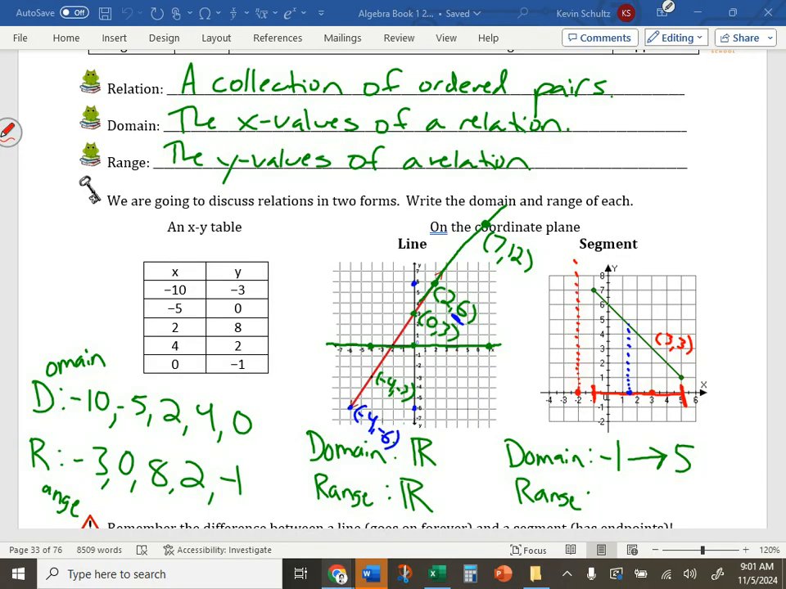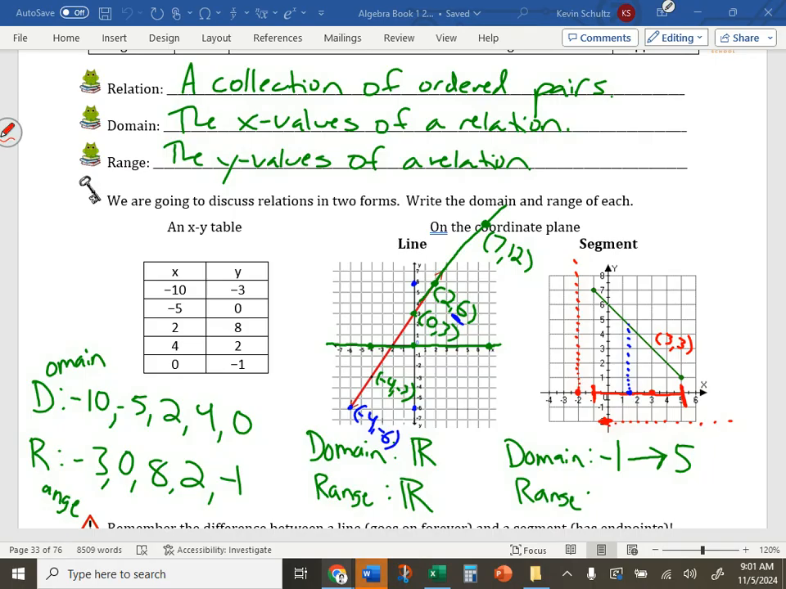Now, when looking at the y values, the range here, what values on the y-axis are represented, are included in the segment? Is -2 on the y-axis included in the segment? No. The segment does not go down to -2 on the y-axis. If we extend that over there, it doesn't hit it. So what values are included?